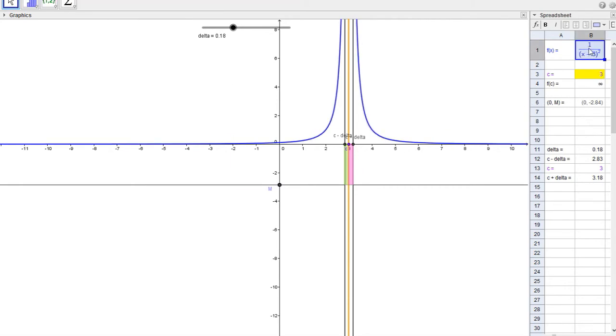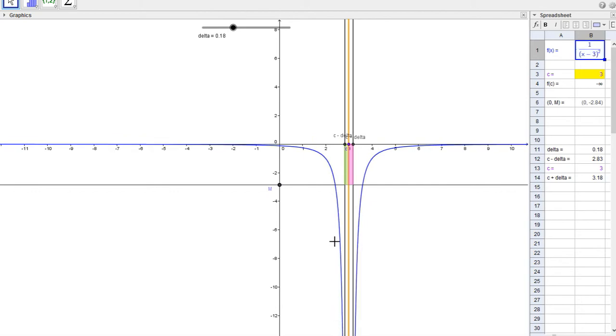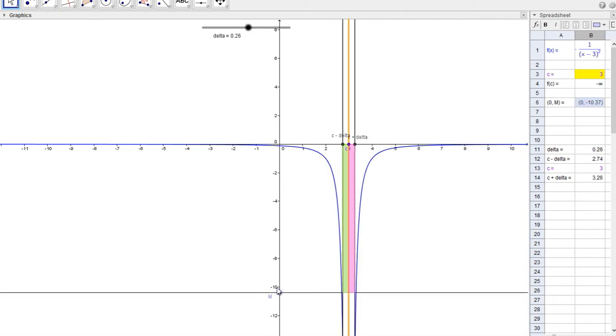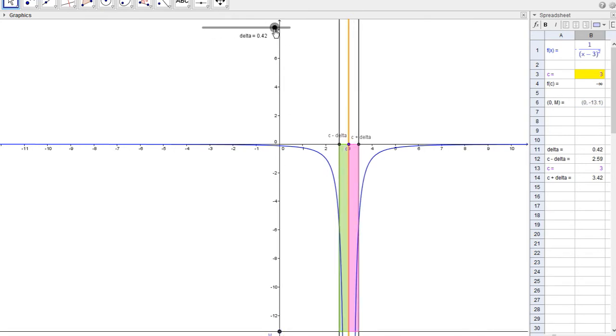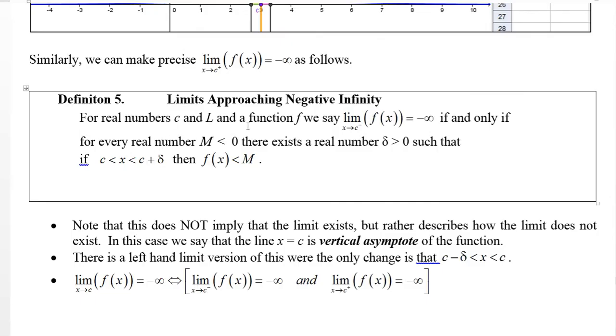But I think if I just modify this function by, say, putting a negative here, that should flip it upside down. And now this function is going to negative infinity as x approaches 3. And so the point is, no matter how low we make it way down here, then we can choose a small enough delta to get all of the y values to be below that horizontal line. And so that would be what we mean by negative infinity as the limit, which is not really a limit again, it's just saying how it does not exist.